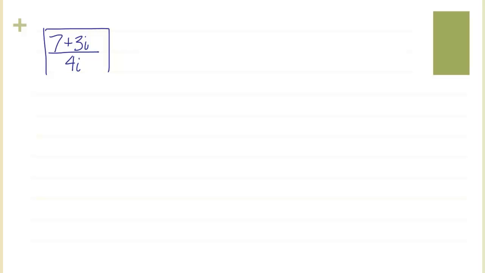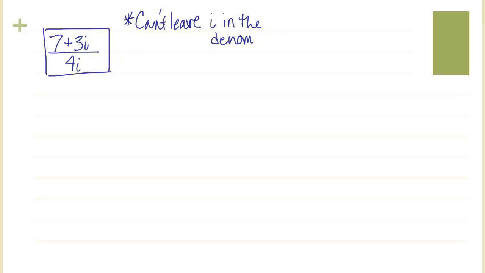Now we've got division. The key with division is we can't leave an I in the denominator. So it's kind of like a radical, and I'll point you off to some other resources to remind you that this is the same thing that we would do with radicals. Well, how do I get an I out of the denominator?